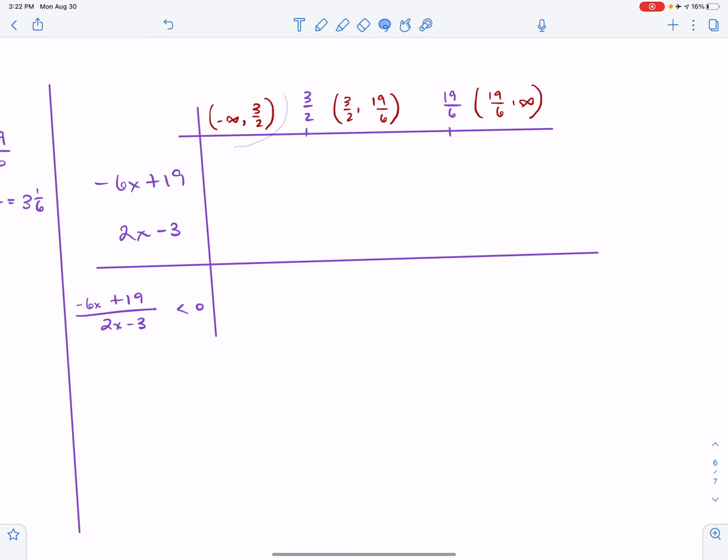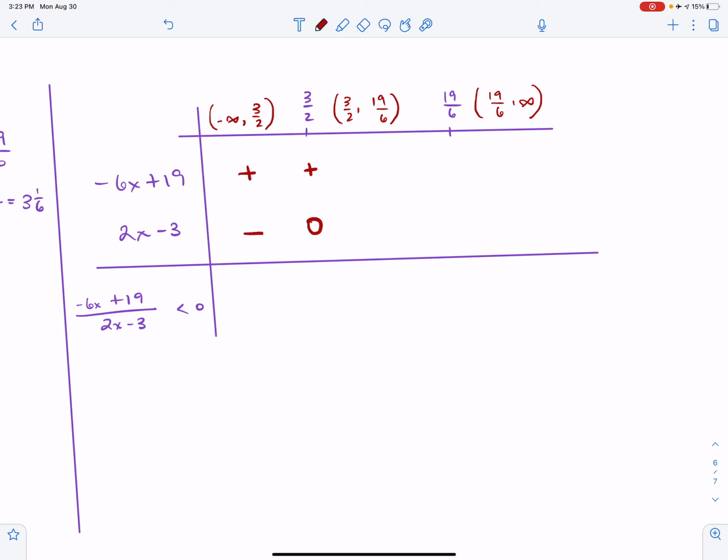All right, so let's go ahead and come up with our pos-neg chart. So for this first interval, let's choose 0. So you're going to have -6 times 0 plus 19. So that'll be positive. 2 times 0 minus 3 is going to be negative. For 3/2 or 1.5, we know that this guy is going to be 0 because that was the solution to that one. If you do -6 times 1.5 plus 19, you can do that in your calculator if you want to. You're going to get a positive number.